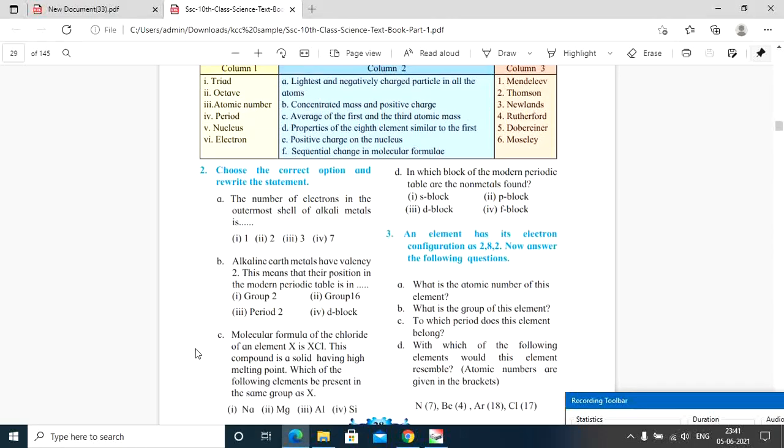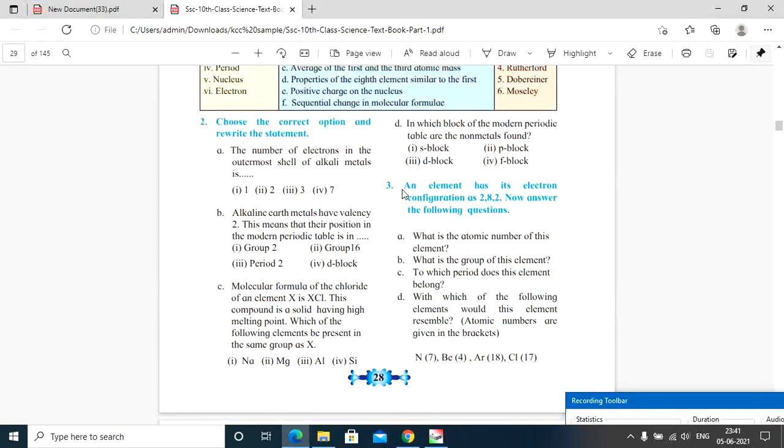The molecular formula of chloride of an element X is HCl. This compound is a solid having a high melting point. Which of the following elements is present in the same group as X? HCl means valency is 1, so it is NaCl. In which block of the modern periodic table are non-metals found? In the P block.